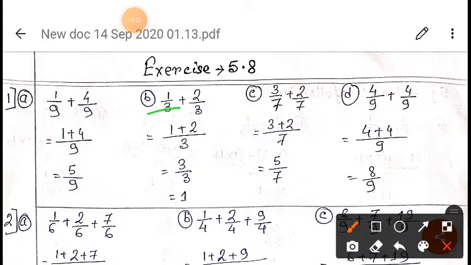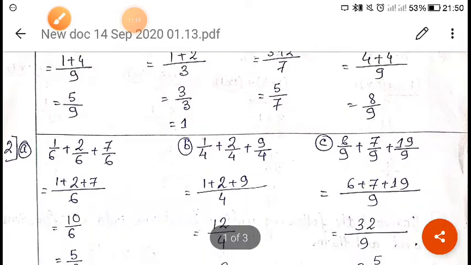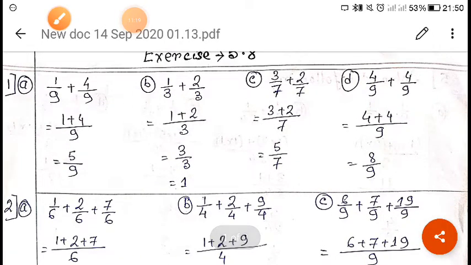Here also we have to do the same thing. Since the denominators are the same, as you can see, 3, we will adjust this 2, we will add this 2, 1 plus 2 will get 3, 3 by 3 is 1, okay? Now next is 3 by 7 and 2 by 7, again the denominators are the same, so we will write 7 here, and 3 plus 2 is 5 by 7. I hope you have understood this, right? So this was of two numbers, okay?